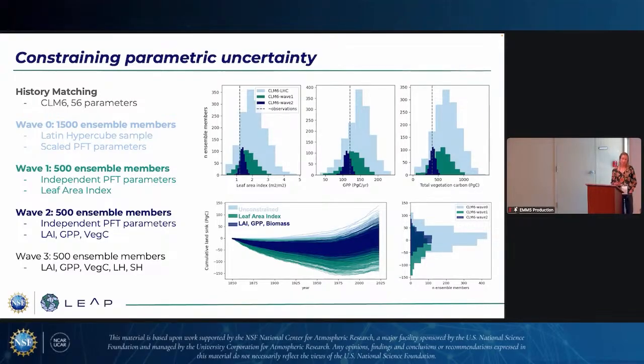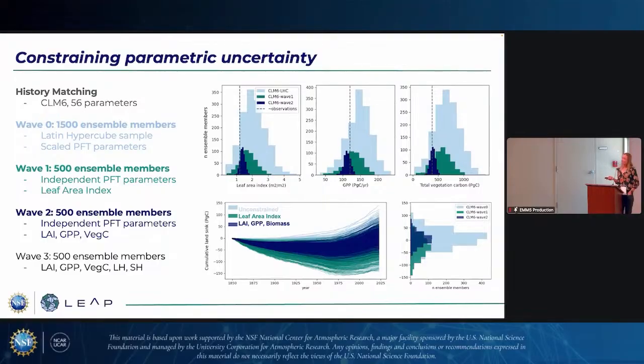It's all offline, so forced with CRU-JRA reanalysis, all similar to Daniel Kennedy's work and their paper. And then we gradually work through these waves of history matching where we introduce observational constraints and hone the ensemble to fall within the observational uncertainty really gradually. I think of this as the inverse of calibration, where calibration is looking for a single best parameter set. Here we're actually looking for anything that doesn't agree with observations and ruling it out, and then just retaining all the parameter sets that are left.